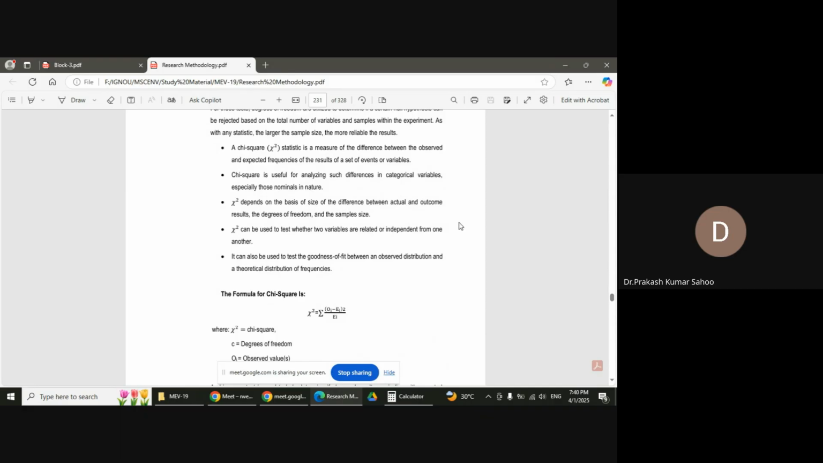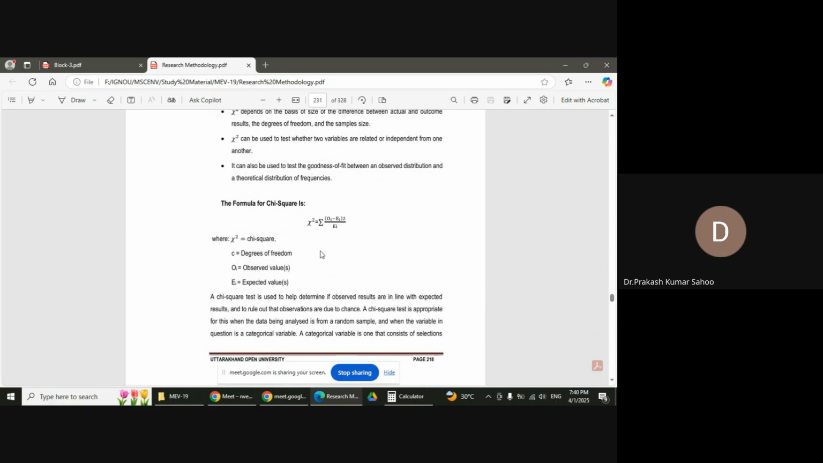Chi-square depends on the size of the difference between actual and expected outcome, the degree of freedom, and sample size. Chi-square can be used to test whether two variables are related or independent of each other. It can also be used to test the goodness of fit between an observed distribution and a theoretical distribution of frequencies. So this is the formula you will use. In your exam, a set of data will be there where observed values and expected values are given. So just put in this formula and get your answer.